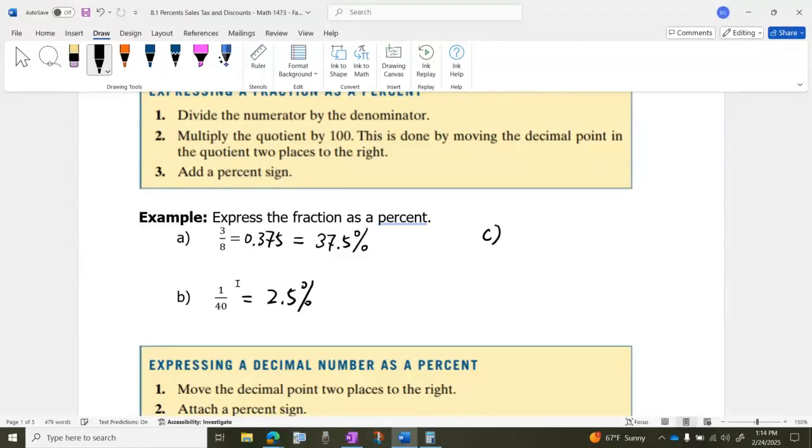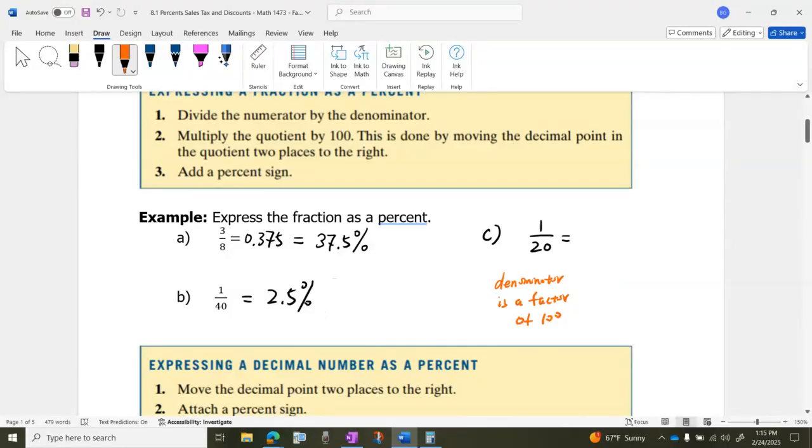Let me add a part C, okay? What if you have 1 over 20? How do you convert the fraction 1 over 20 to its equivalent percent? Sometimes when the denominator of the fraction is special, how special? When the denominator of the fraction is a factor of 100, converting the fraction to its equivalent percentage is going to be a lot simpler.